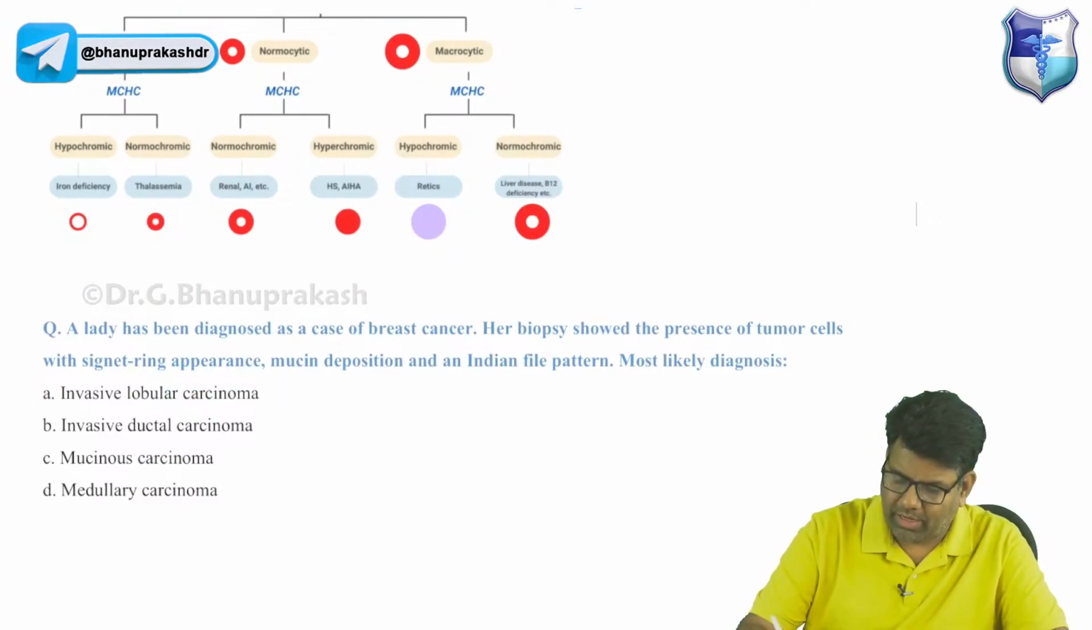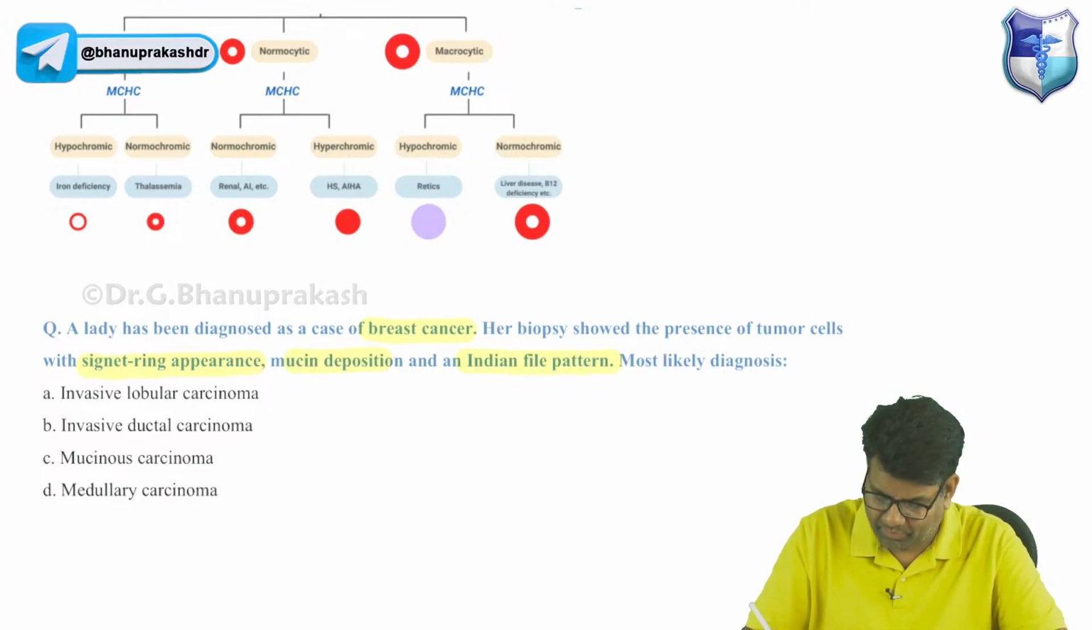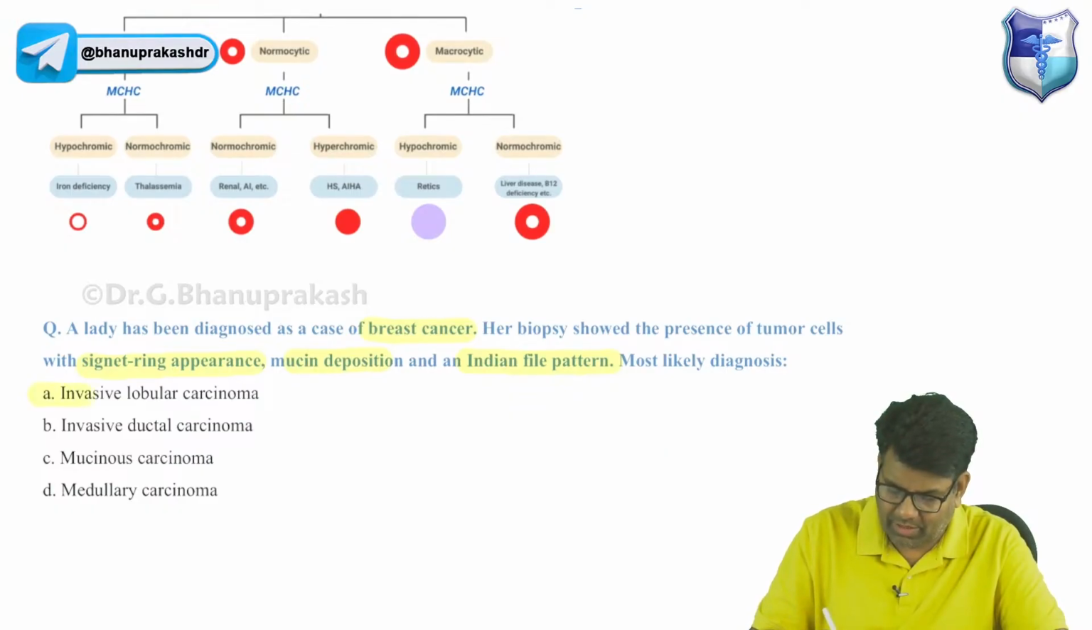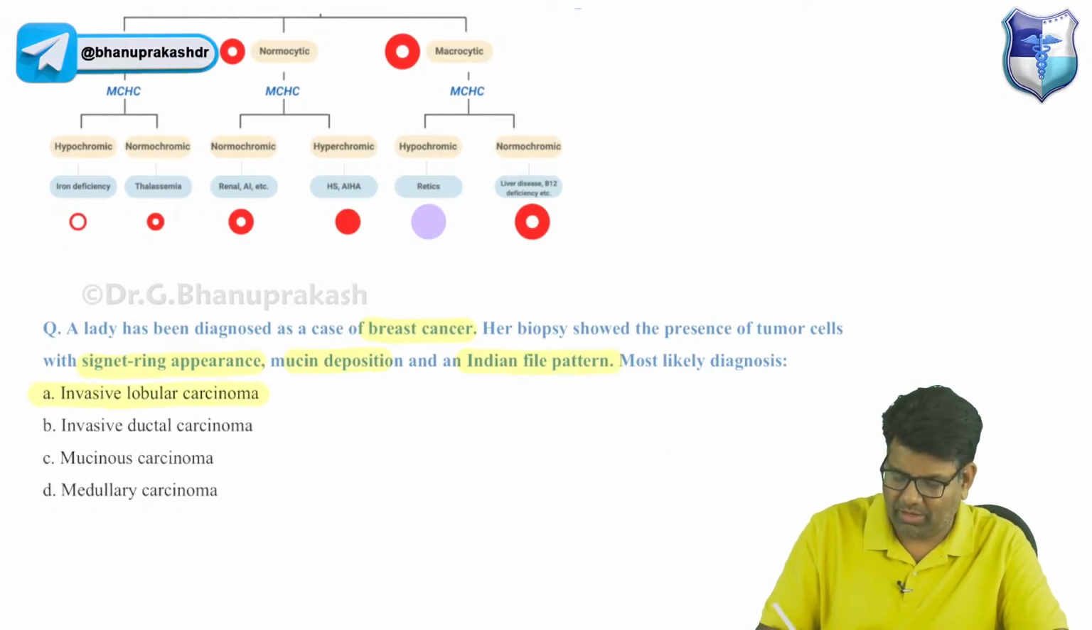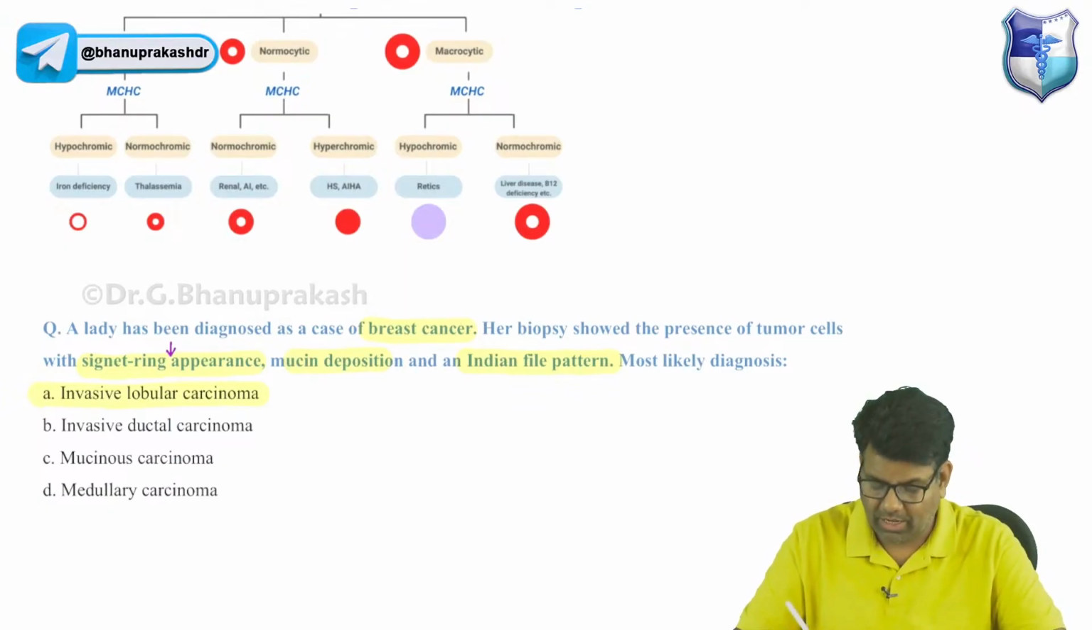Next question. A lady has breast cancer and the biopsy is showing tumor cells with signet ring appearance with mucin deposit, and an Indian file pattern. What can be the diagnosis here? This is invasive lobular carcinoma. So don't go with the word mucin deposition. You only have to take the words signet ring appearance and Indian file pattern. This is invasive lobular carcinoma.